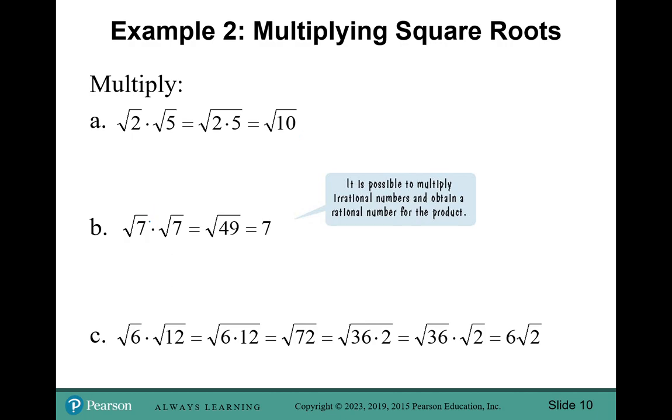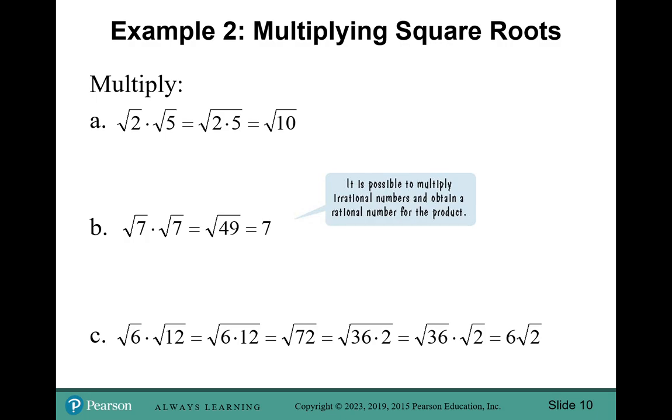If we look at b, the square root of 7 times the square root of 7, that simplifies to the square root of 49. We know the square root of 49 is a perfect square. That's just 7. So we have done 7 times 7 is 49. The square root of 49 is 7. It is possible to multiply irrational numbers to obtain a rational number for the product.